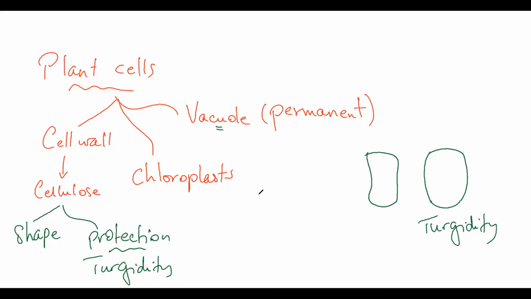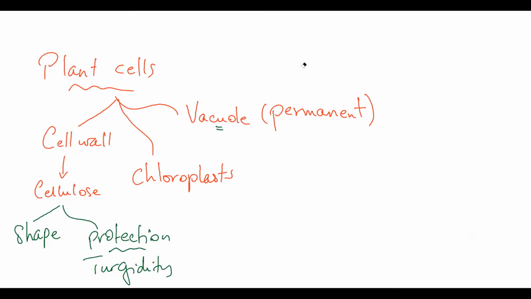Also, the vacuole shares in this turgidity in the plant cell. If you are asked about turgidity, we have two things that share in turgidity, the cell wall and the vacuole. Now, what about the chloroplasts? Chloroplasts, we say that they are the organelles of photosynthesis. Why? Because they contain chlorophyll inside. And chlorophyll is the pigment that absorbs or traps the sunlight. That's why chloroplasts are responsible for photosynthesis.